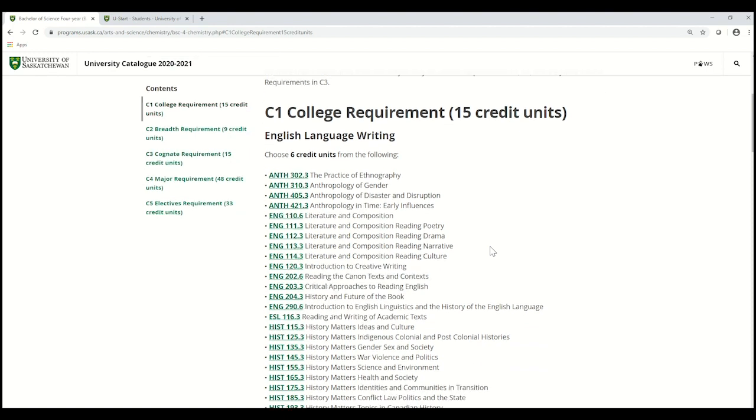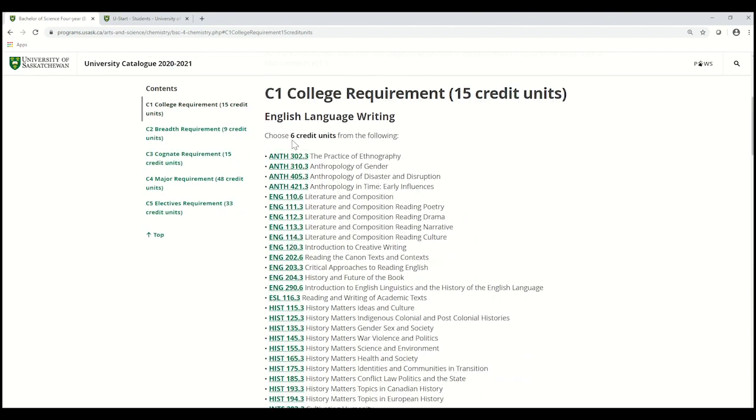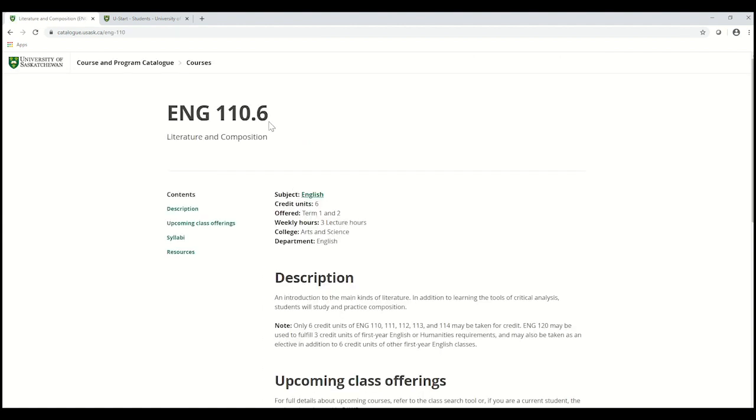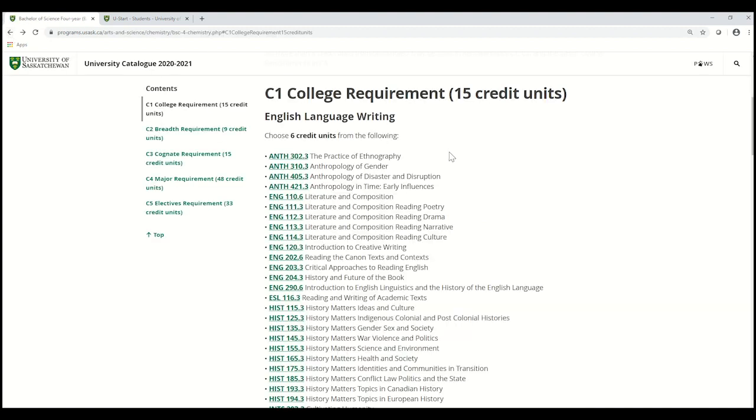In the case of chemistry, you can choose 6 credit units of English language writing, and you can do so by choosing one class. If you choose a 6 credit unit class like English 110.6, the .6 means that it's a 6 credit unit class, which also means that it runs from term 1 all the way through to the end of term 2. So it starts in September and ends in April. And that would be your 6 credit units of English language writing.